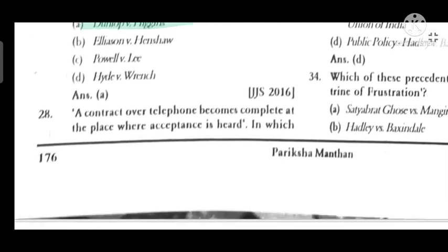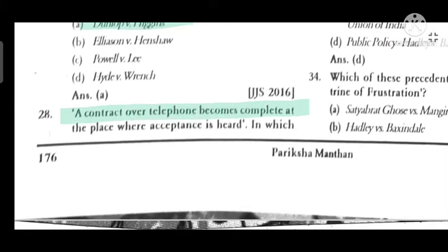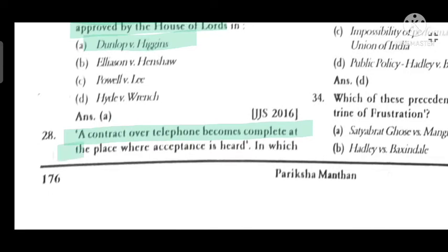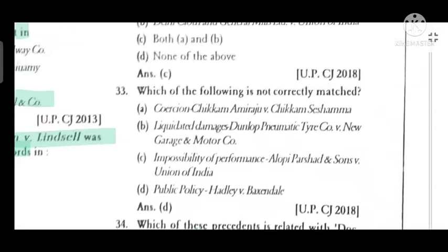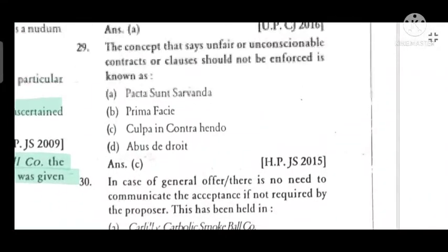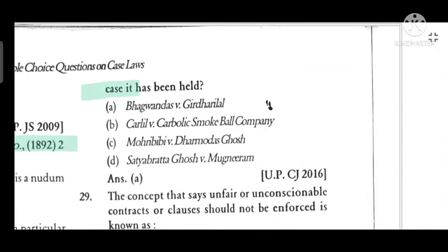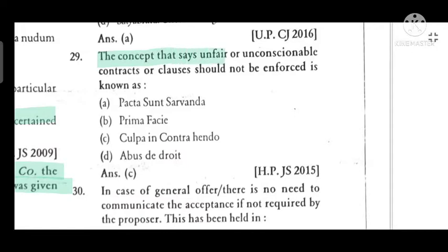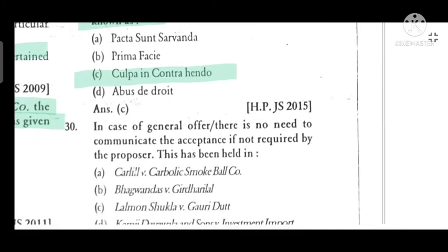versus Higgins. A contract over telephone becomes complete at the place where acceptance is heard. In which case has it been held? Bhagwan Das versus Girdhari Lal. The concept that says an unfair and unconscionable contract or clause should not be enforced is known as culpa in contrahendo.